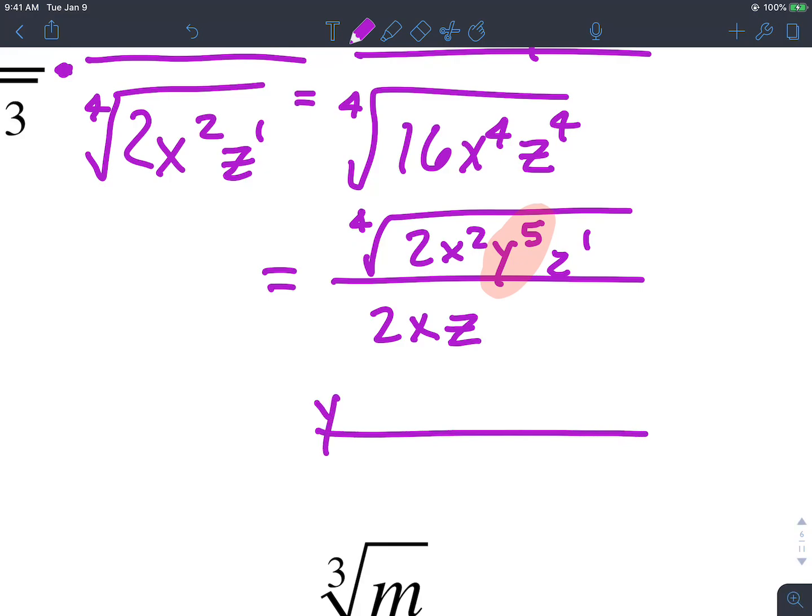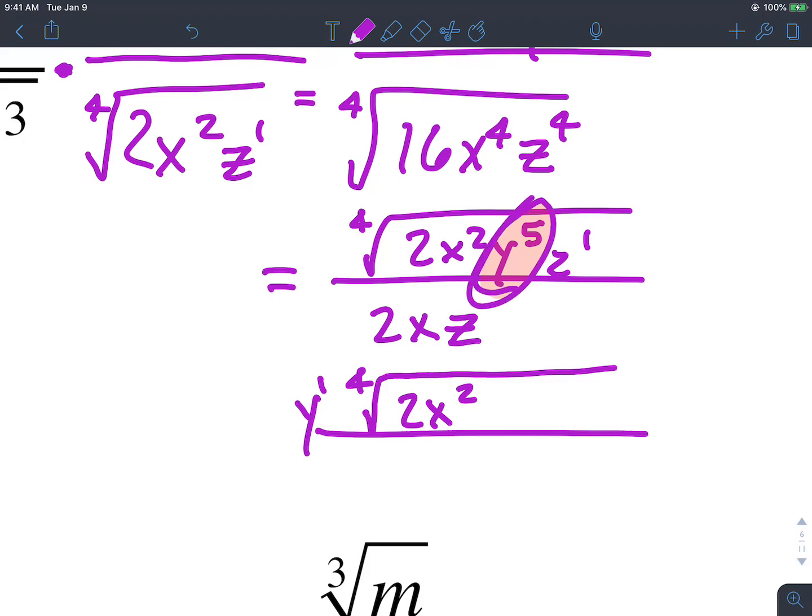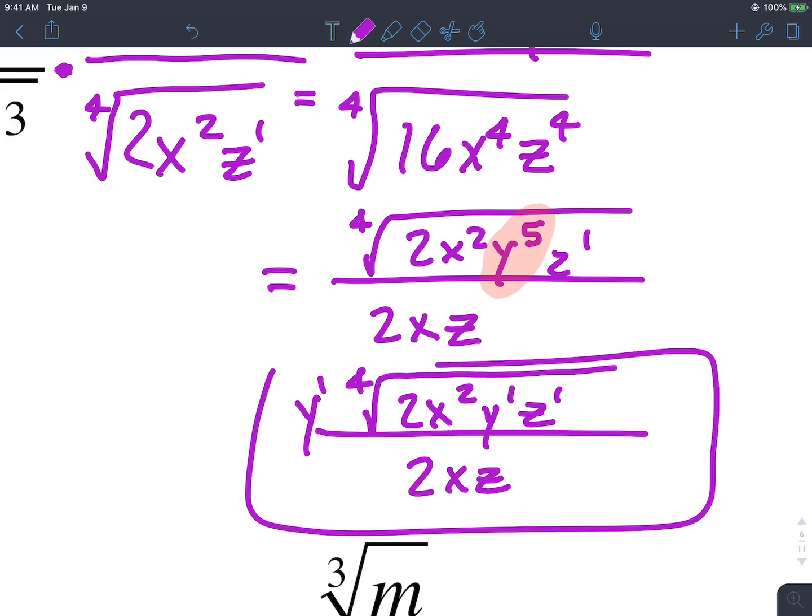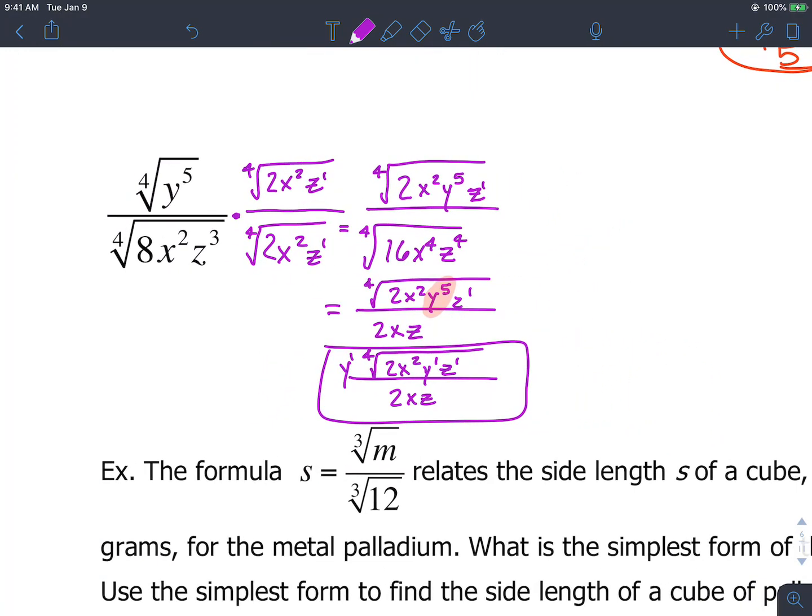So we can put a 1y out in front, fourth root, 2x squared. If you did y right here, and be careful, this kind of looks like I have y to the fourth right here. It's really y and then times the fourth root. So it's y to the first right there. So if you see how many times 4 goes into 5 right there, you would have 1 left over. So you'd have y to the first left over, z to the first left over, and then 2xz in the denominator. And then that right there, believe it or not, is fully simplified.